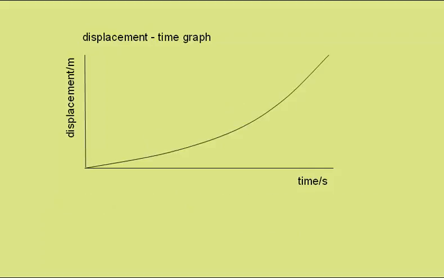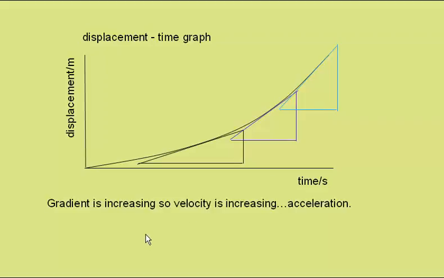Here is another displacement time graph, this time with a curved line sloping upwards. If we were to work out the gradient at this point, and then the gradient at this point, we'd find that the gradient has increased. Here the gradient has increased further. As gradient equals velocity, if the gradient is increasing, velocity must be increasing. This is acceleration.